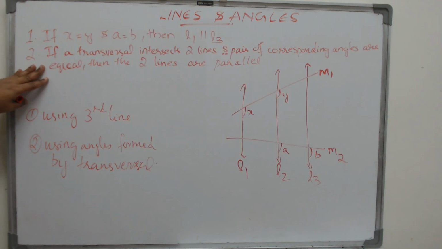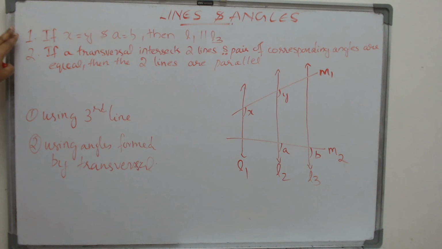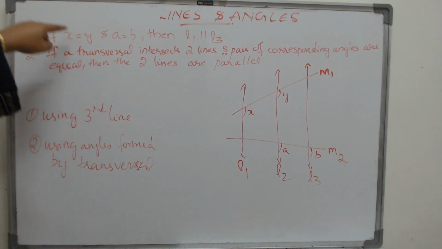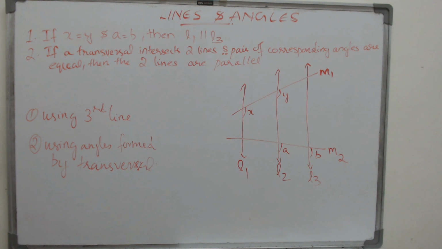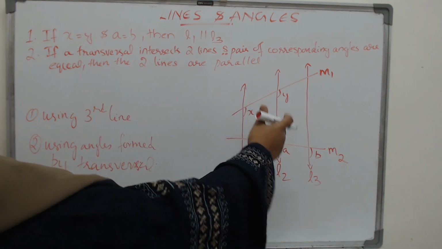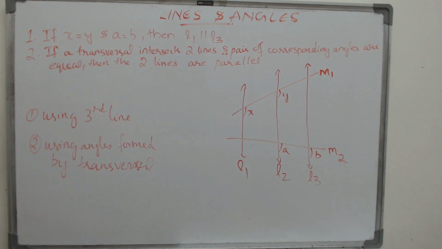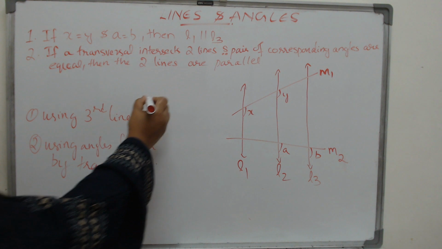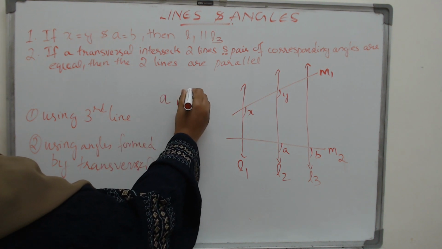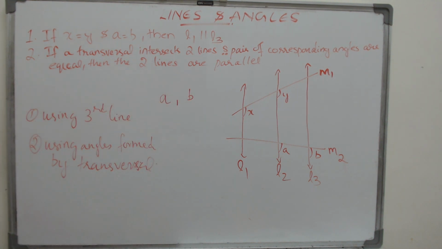Now look at this question. Again you have two statements. We have to find out if both are true, and if the second one is the reason for the first statement to be true. Now what do we have here? We have three different lines, and we have to prove that two of them are parallel. Now tell me, how will you prove that two lines A and B are parallel?